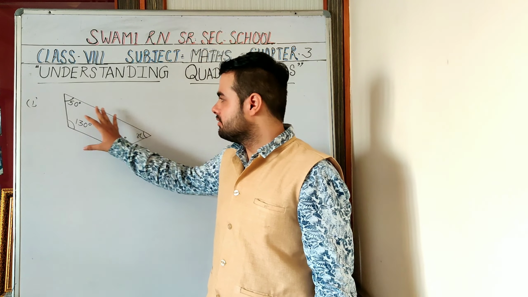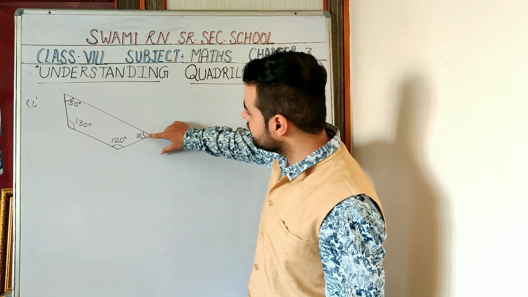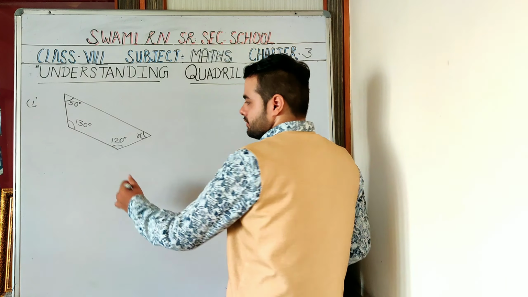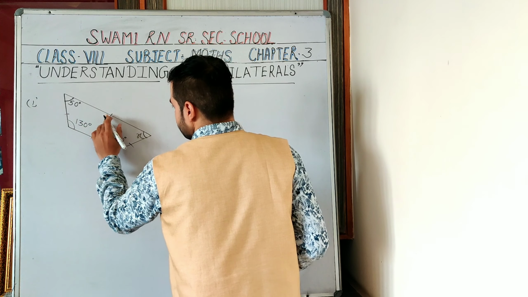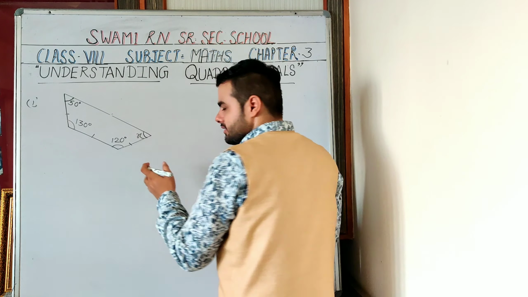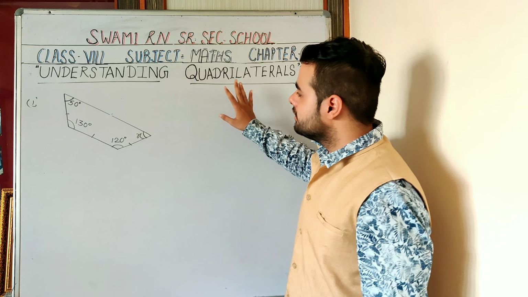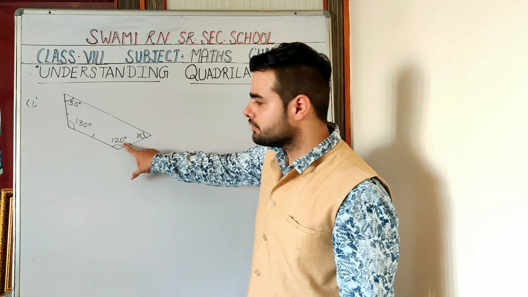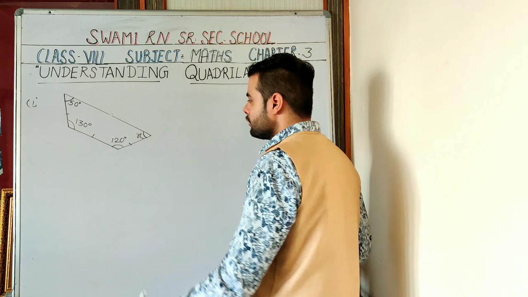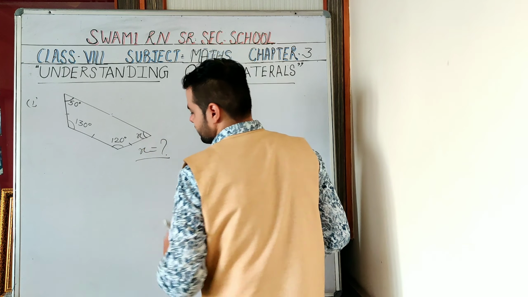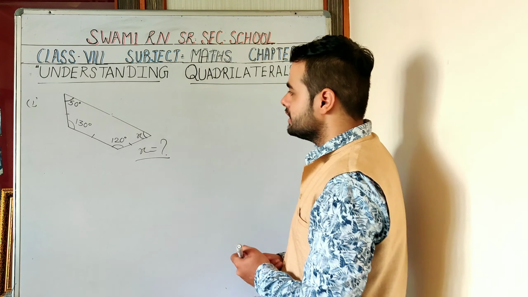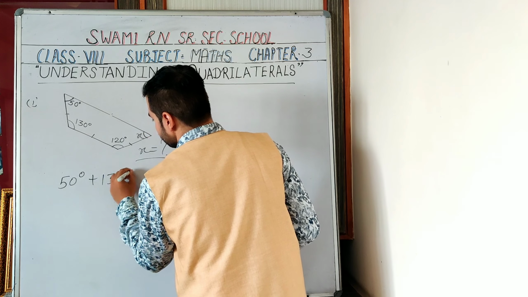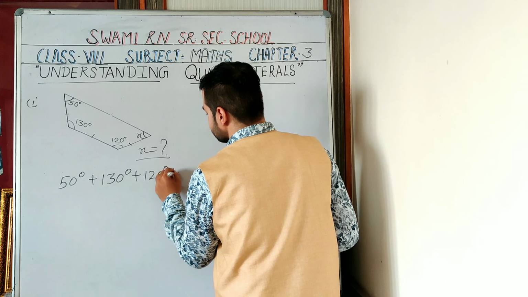Now students, we will take an example for finding the interior angle value. That is the first example in which 4 sides are given, 1, 2, 3 and 4. That is the shape of a quadrilateral. The first angle is 50 degrees, the second is 130 degrees, the third is 120 and the fourth is x. We have to find the value of x. How will we find it? We know that the sum of all angles of a quadrilateral, which has 4 sides, is 360 degrees.